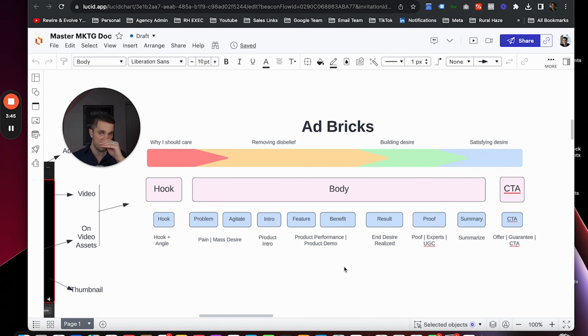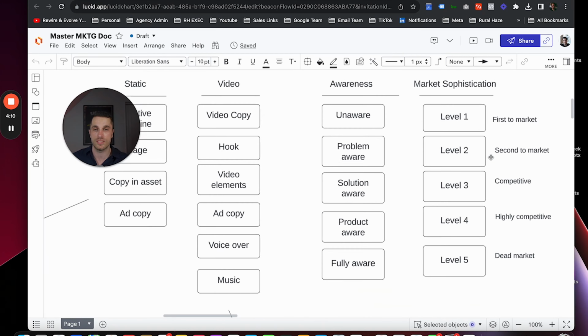And the reason I'm showing this to you is different parts of a video also help to make videos perform better. So again, what are you testing? Are you trying to make people care more to watch it? Are you trying to make people believe more? Are you trying to build the desire for the product more? Are you trying to satisfy the desire more? So this is how we break down our video bricks, our concepts, because that informs what we're testing.